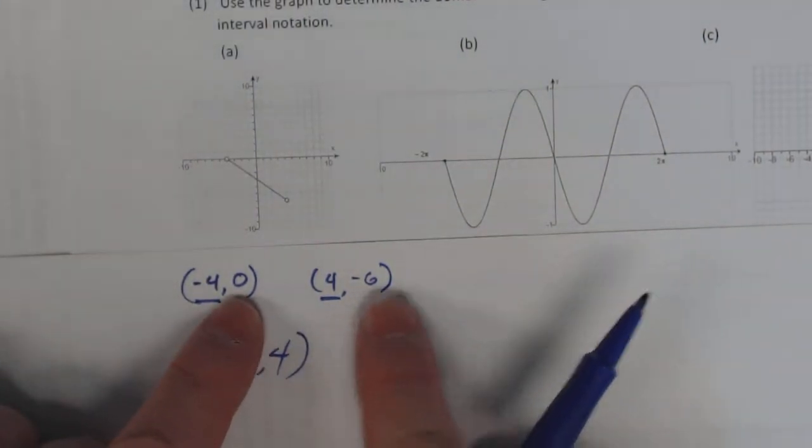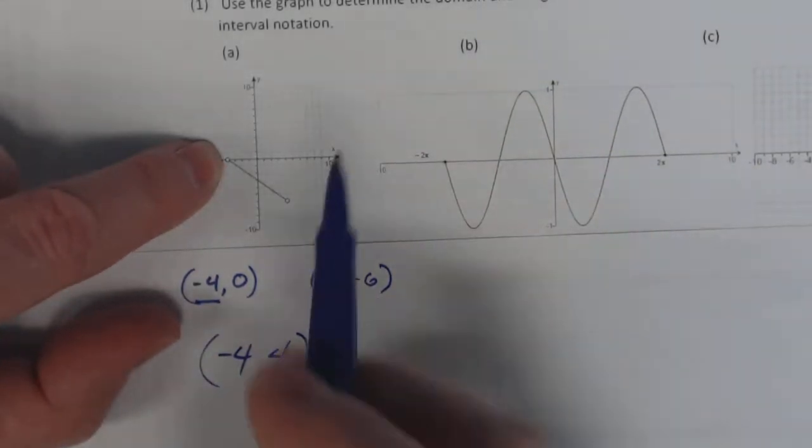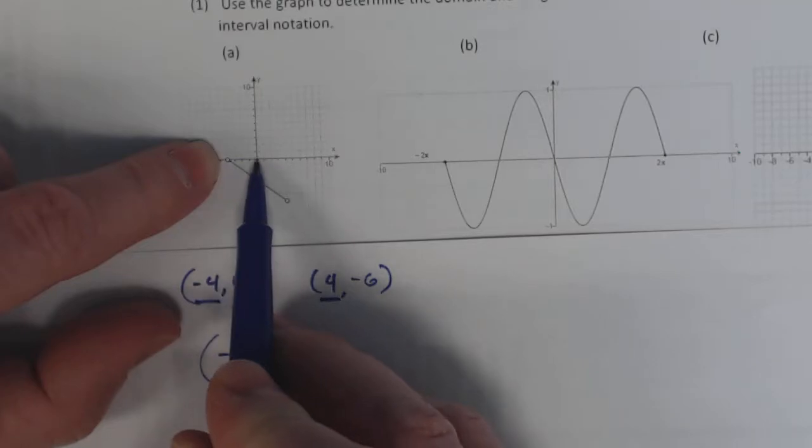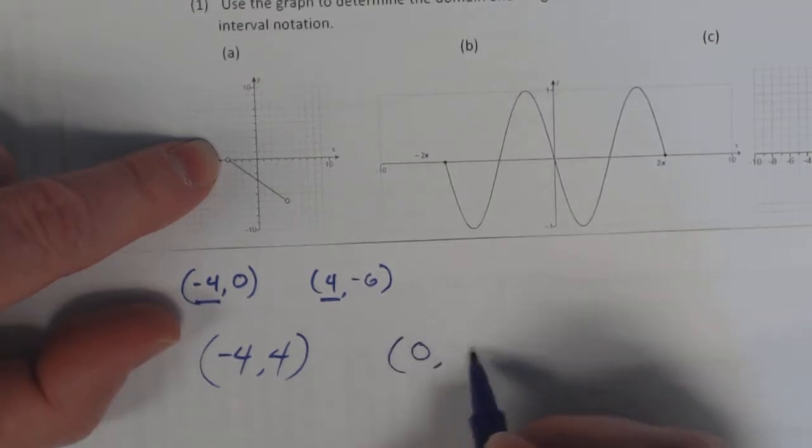Right? And then what's the end here? Well, what's the range? Well, the end numbers will be your range. It starts at 0, the y coordinate, the y value is the range. So from 0 down to -6. So the range would be 0 to -6.